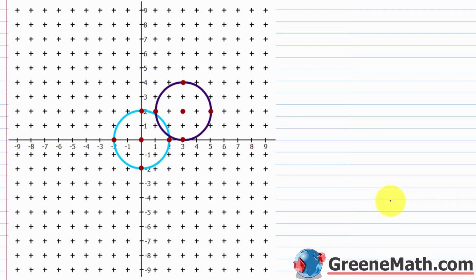So given the fact that they both have the same radius of 2, this one right here, again, has been shifted 3 units to the right and 2 units up. So my center went from here to here: 3 units right, 2 units up.